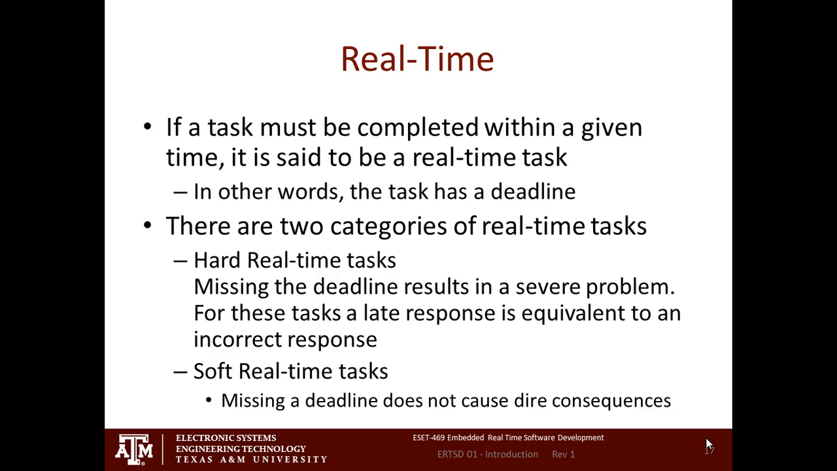If you have a cell phone voice response system in your car, and you say, phone, dial the office. If that doesn't happen right away, I'm annoyed, but I'm not dead. So that's the difference between a hard real-time task and a soft real-time task. A hard real-time task is something where, when you fail to meet the timing requirement, really severe bad things happen. A soft real-time task is one where, when you fail to meet the deadline, it's not good. People are going to be annoyed, but we're all going to live to tell about it.